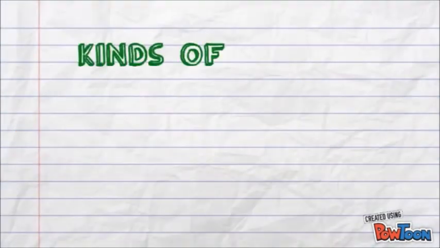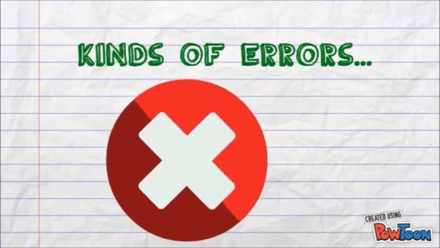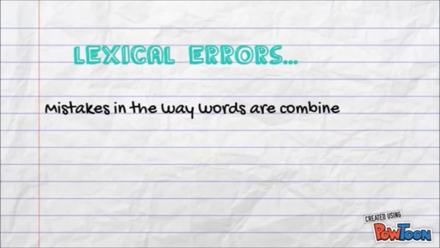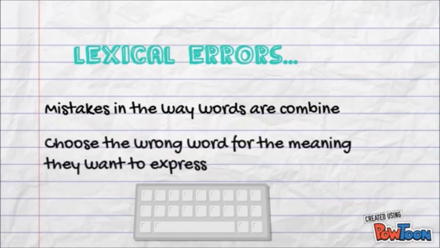Thornburry also talks about different kinds of errors. The author classifies errors into three different categories. The first one is lexical, the second is grammar, and the third one is discourse errors. So let's start with the first one, lexical errors. So lexical errors are mistakes in the way words are combined and also are mistakes when choosing the wrong word for the meaning people want to express.